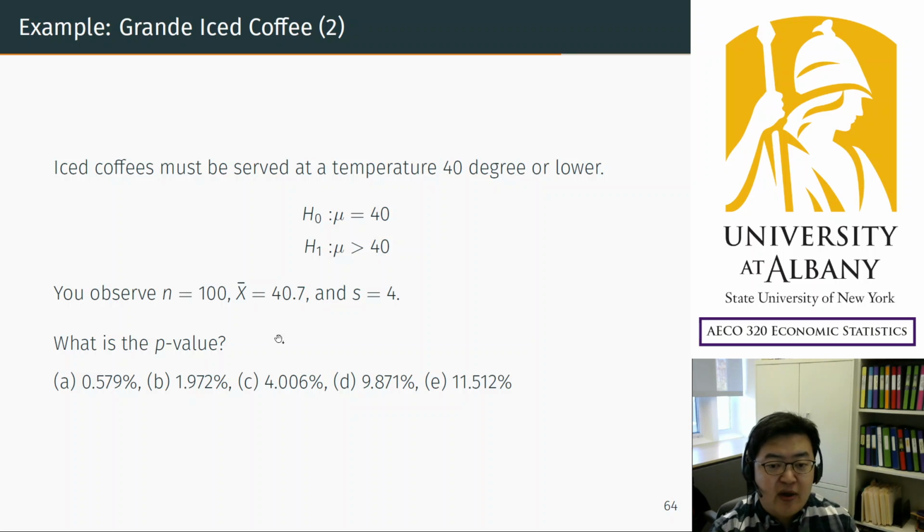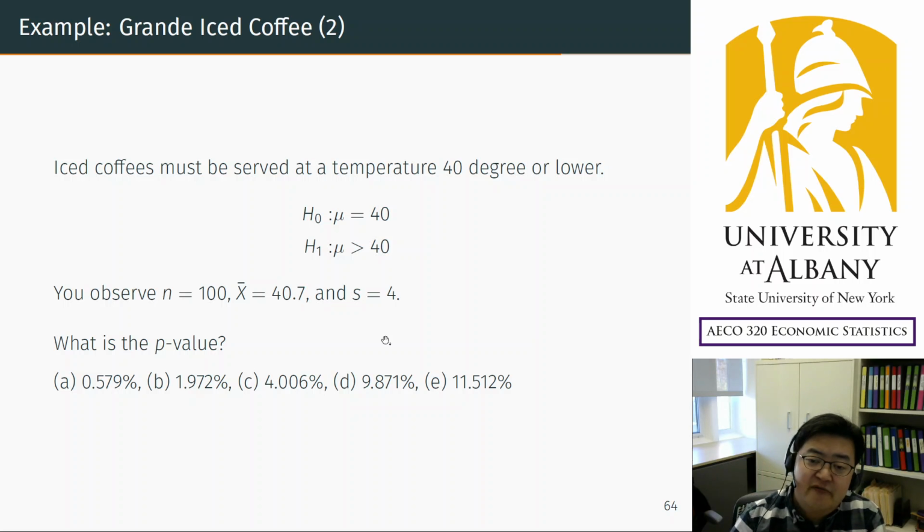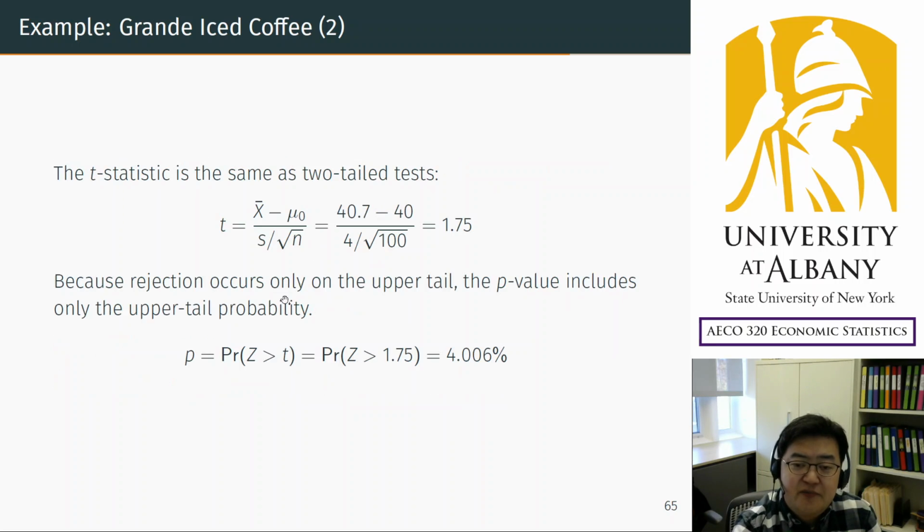Okay, so if you have not finished, pause. You observe 40.7 degrees, but you believed 40 degrees. So their difference is 0.7. Your observation is 0.7 degrees above the standard. You standardize it, and that's the t-statistic. The difference is standardized by the standard error of the sample distribution: 4 over square root of 100, which is 1.75. The t-statistic is 1.75.